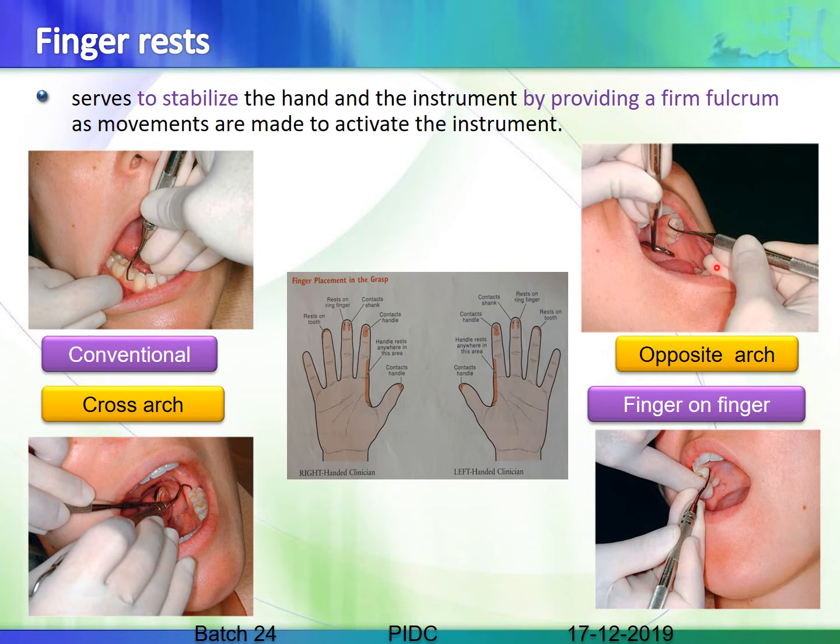Opposite arch finger rest, where the ring finger is placed on the opposite arch other than the area where the working is being done. So the working is done on the maxillary, but the finger rest is placed on the mandible. Cross arch, the working is done on the third quadrant and the finger rest is placed on the fourth quadrant. So this is called cross arch finger rest. Finger on finger rest, on the non-operating hand, the ring finger is placed, support is taken from here, and then instrumentation is carried out. This is called finger on finger rest.